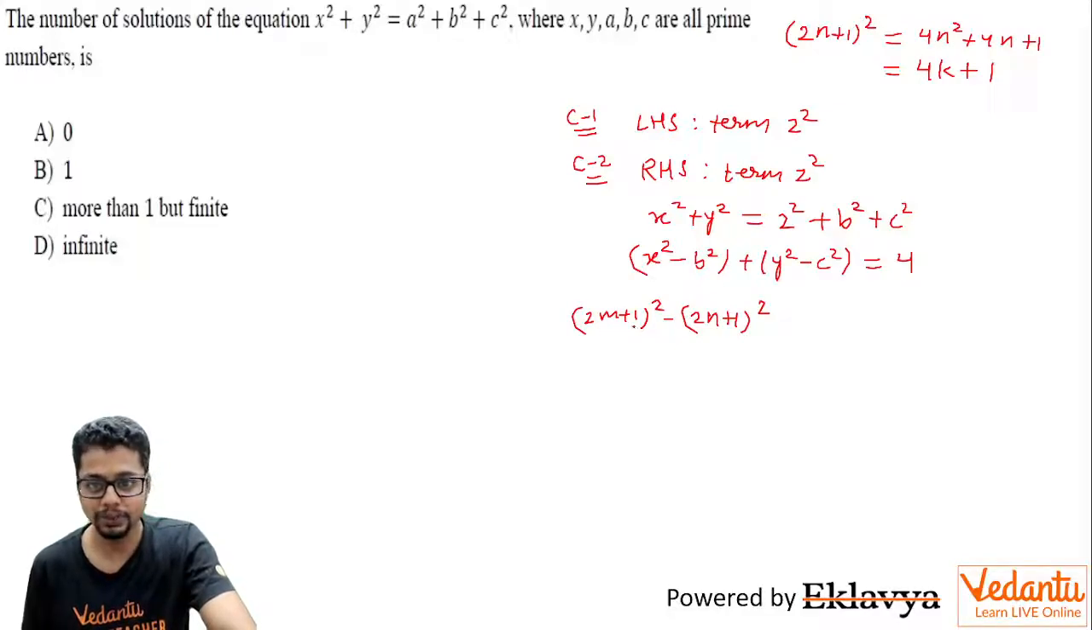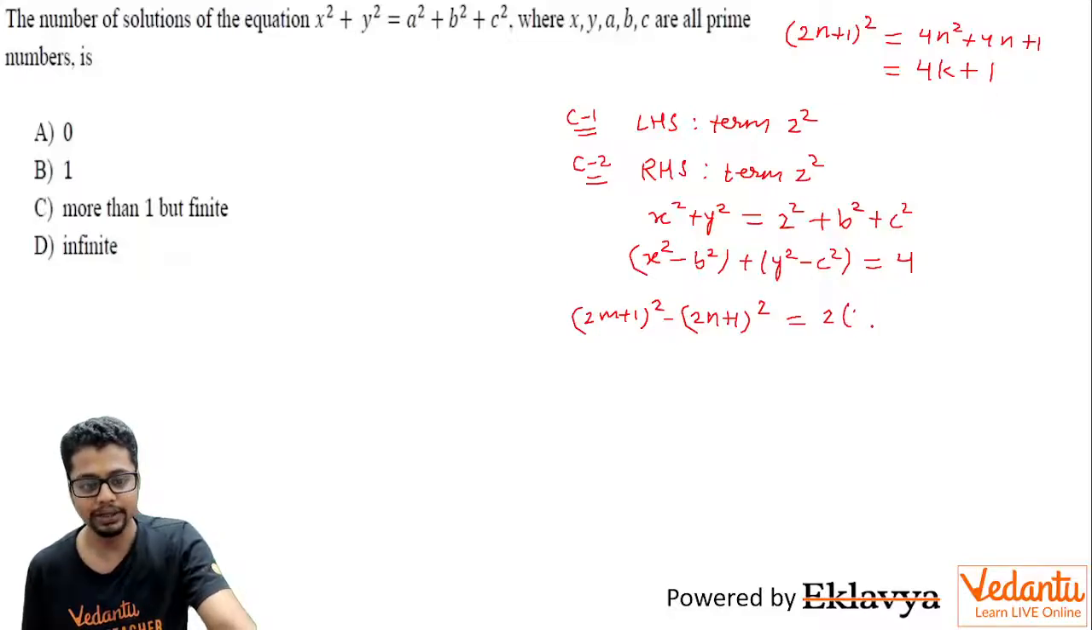For that, let me just prove it: if x and b both are odd prime numbers, or you may just say if both are odd numbers, then the difference of their squares would be divisible by 8. So what you get is, if you see carefully, it will be 4 times m plus n.